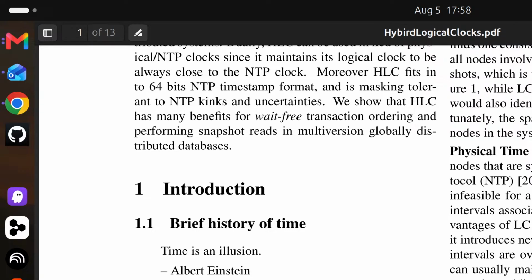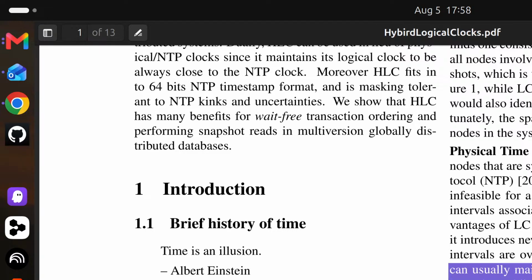Then, while physical time addresses the disadvantage of logical clocks, by using physical time for timestamping, it introduces new disadvantages when the uncertainty intervals overlap. Physical time cannot order events.